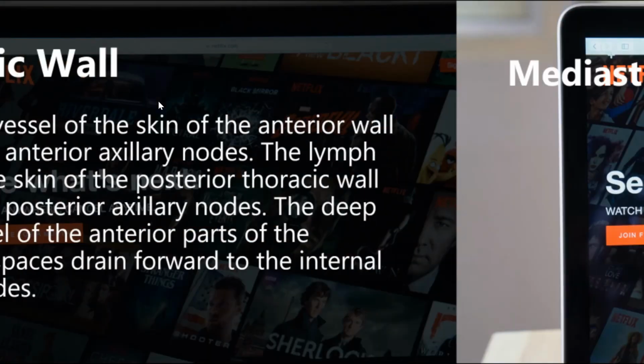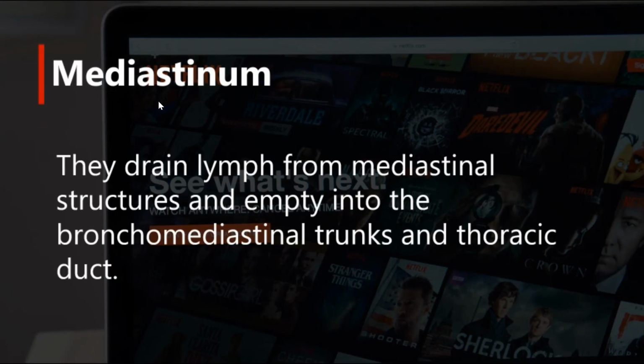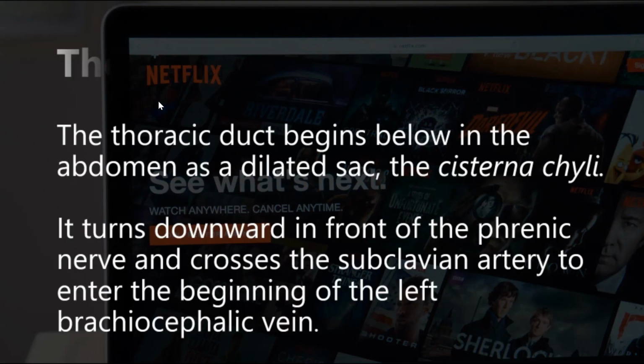So next would be the mediastinum. They drain lymph from the mediastinal structures and empty into the bronchomediastinal trunks and thoracic duct. In addition to the nodes draining the lungs, other nodes are found scattered through the mediastinum. Next for the mediastinum would be the thoracic duct.